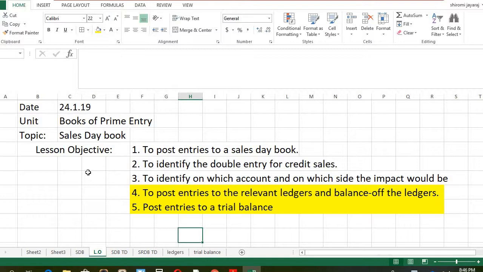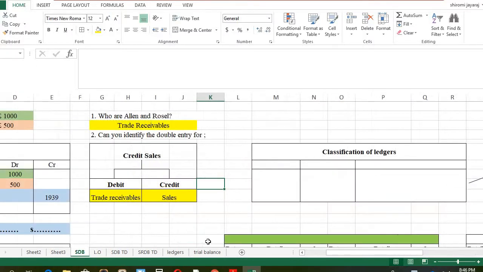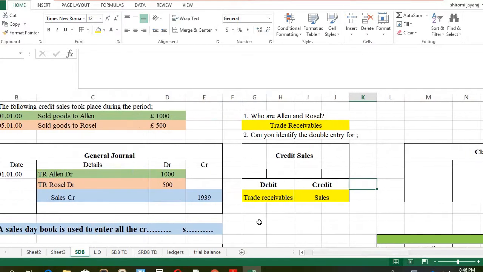The continuation of the previous lesson, Sales Day Book. Here we are covering lesson objectives number 4 and 5: post entries to the relevant ledgers and balance off the ledgers, and post entries to a trial balance. Hope you can remember what we had done in the last class.